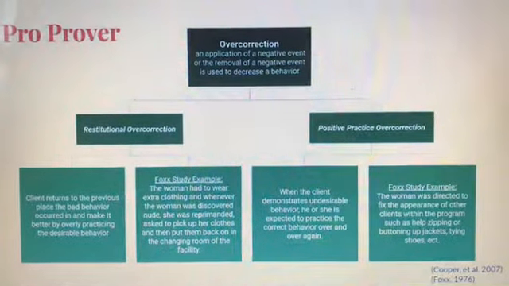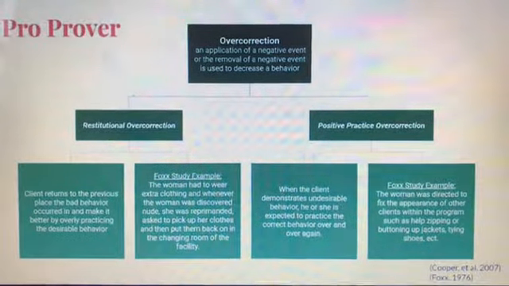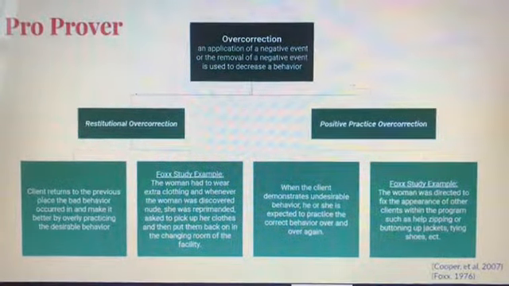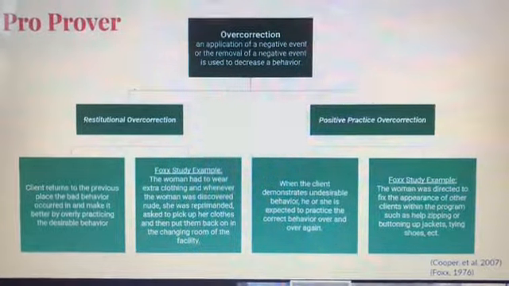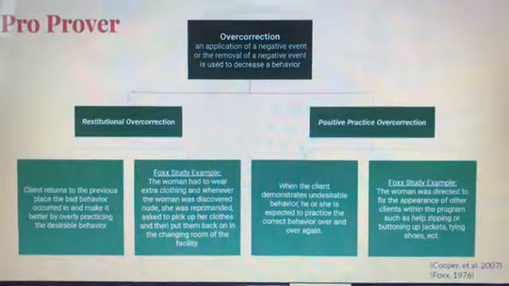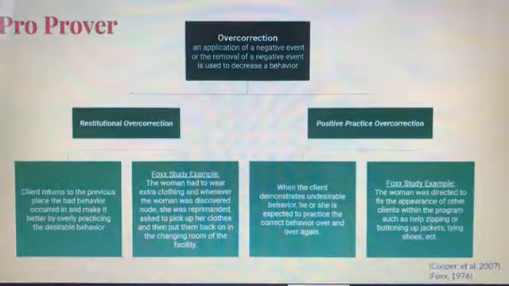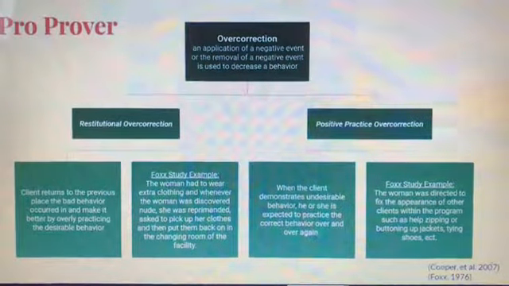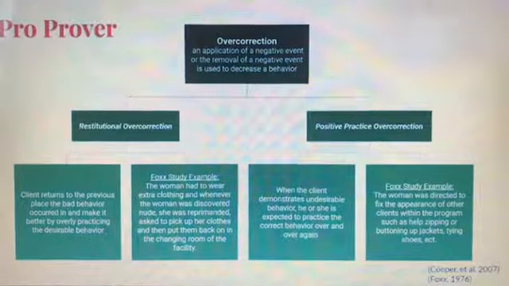Positive practice overcorrection is when the individual demonstrates undesirable behavior, he or she is expected to practice the correct behavior over and over again. Positive practice overcorrection occurred in the Fox study, where the woman was directed to fix the appearance of other clients within the program, such as helping to zip up or button jackets or tying shoes.